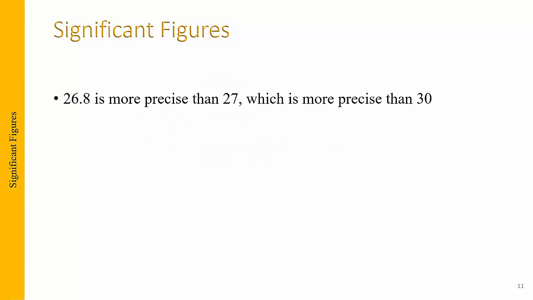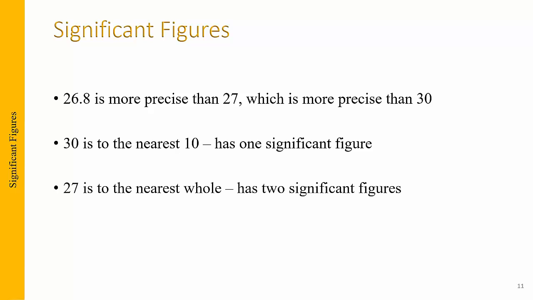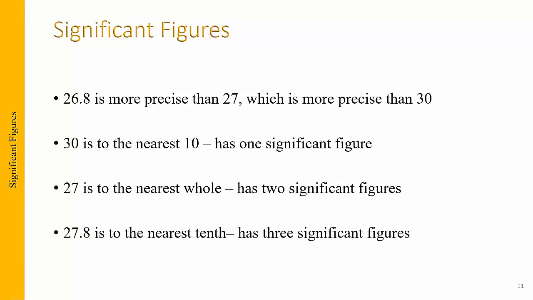The 26.8 centimetres is more precise than the 27, which is again more precise than the 30. 30 is to the nearest 10. It has one significant figure. We only know the tens digit. 27 has two significant figures because we know the tens and units digits. And 27.8, we know to the nearest tenth, has three significant figures because we even know the tenths part of it.